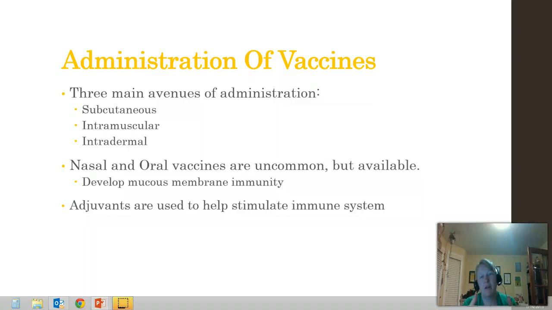There's also some newer types of vaccines, such as nasal and oral vaccines. They're uncommon, but they are available. Some people get the mist flu vaccine sometimes. What's awesome about the nasal and the oral vaccines that the other ones don't provide is they stimulate your IgA, which gives you mucosal protection, which gives you basically a new front line of defense against that pathogen that the vaccine is for. So if you can develop mucosal immunity, this is a gold mine for protection.